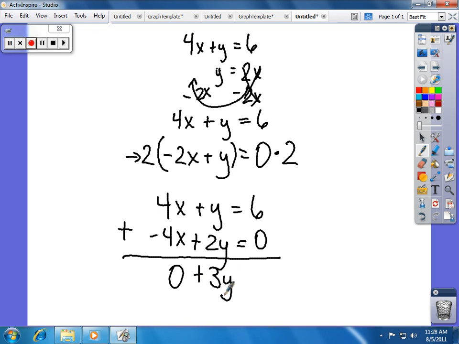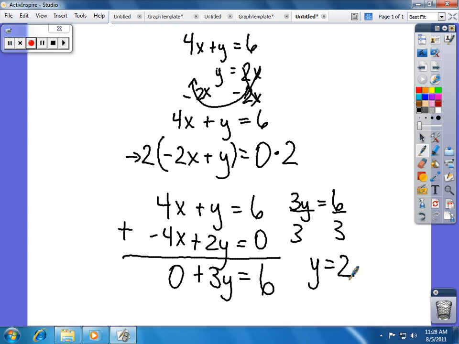We want to be left with just one of the variables. Okay, if I add the rest of my variables together, I have y plus 2y, which is 3y, 6 plus 0, which is 6. So now I'm going to solve my 3y equals 6 by dividing both sides by 3. Therefore, y is equal to 2.